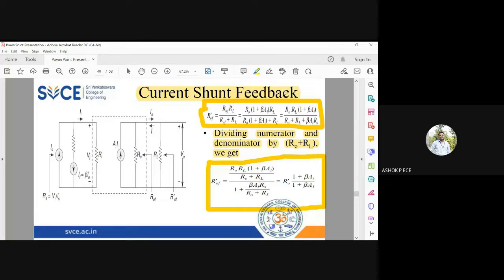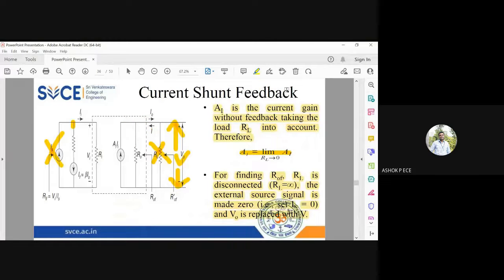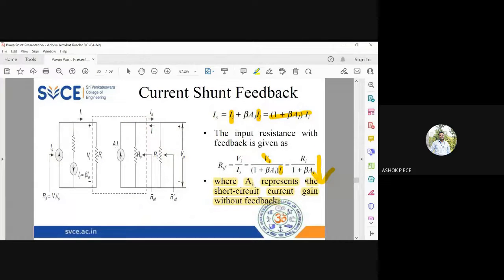In that case, you have to draw the circuit and prove circuit wise that in a current shunt feedback amplifier, the input impedance RIF is going to be RI divided by 1 plus beta into AI. From this, we can prove that the input resistance after feedback is reduced. Like that, you have to prove. For that, you should clearly know the circuit diagram at the input side and at the output side. And the main thing you should know is how to apply KVL and KCL as the situation demands. If you are not clear on the application of KCL and KVL, it is going to be very difficult.